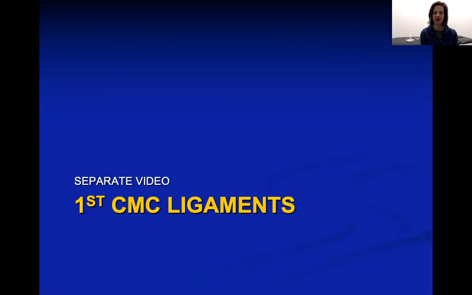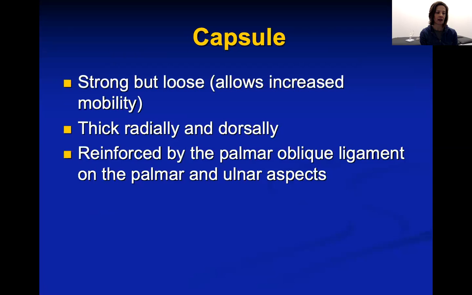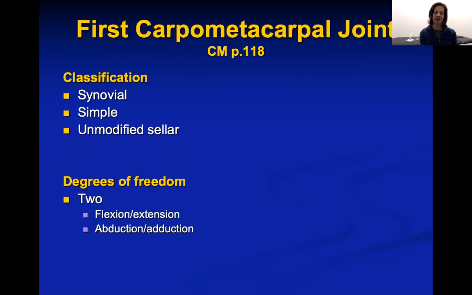The CMC ligaments I did in a separate video. Now we'll look at the capsule. This capsule is strong but loose, which allows increased mobility, thick radially and dorsally, and reinforced by the palmar oblique ligament and on the palmar and ulnar aspects. So that's for your first CMC.